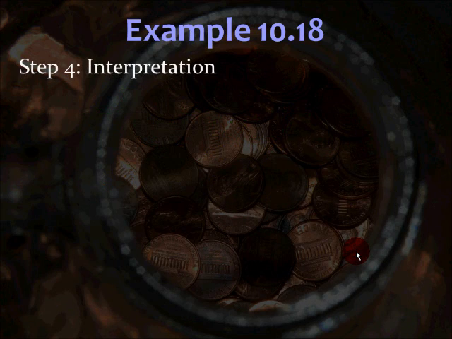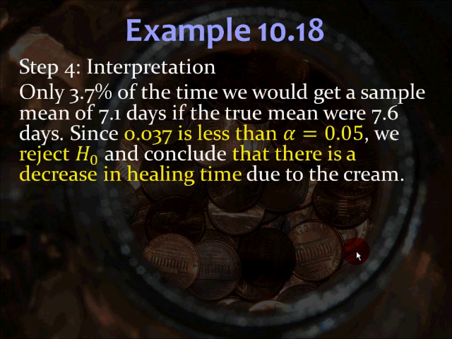Now, when we interpret this data, only 3.7% of the time would we get a sample mean of 7.1 days if the true mean were 7.6 days. Since 0.037 is less than alpha equals 0.05, we reject the null and conclude that there is a decrease in healing time due to the cream.